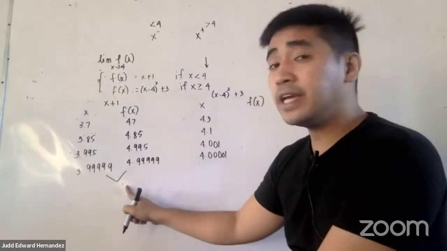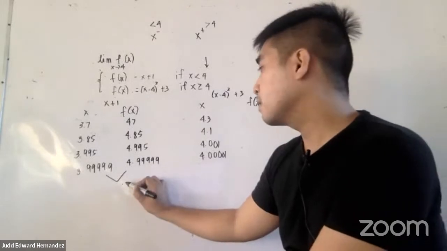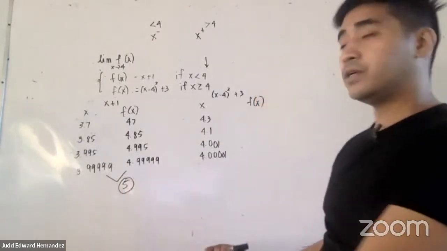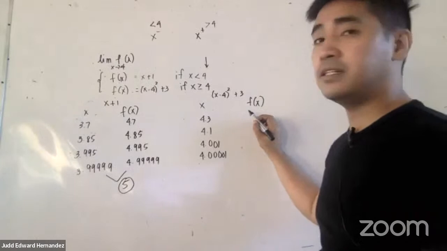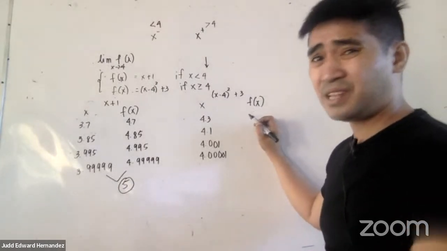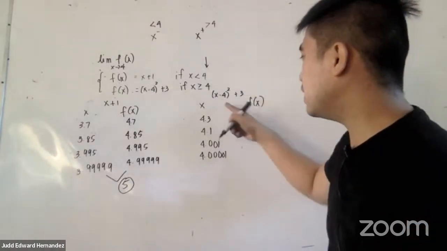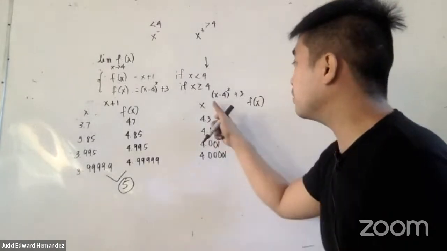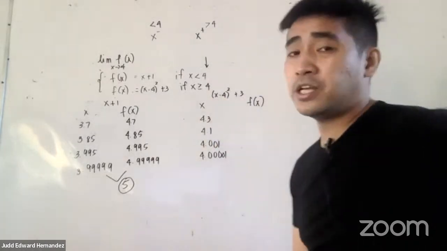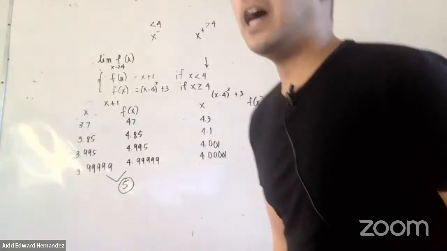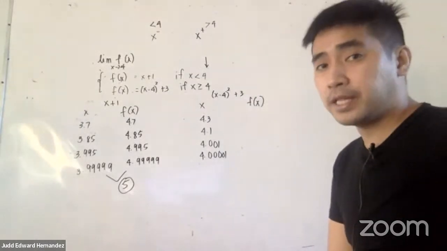This is approaching 5 po, sir. 5. Approaching 5. Okay, let's try naman this one. Ito medyo mahaba yung pag-evaluate since we are given an exponential form. So, kailangan erase natin siya sa kanyang exponent.